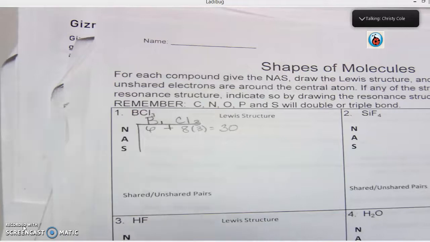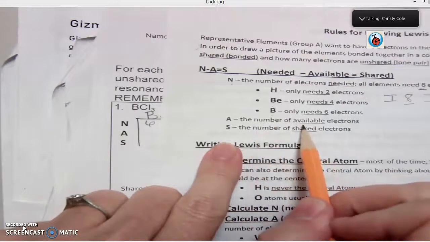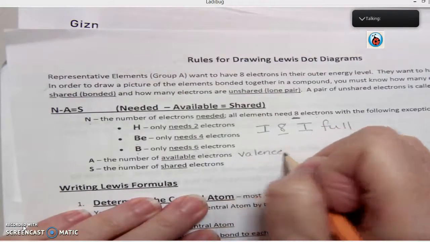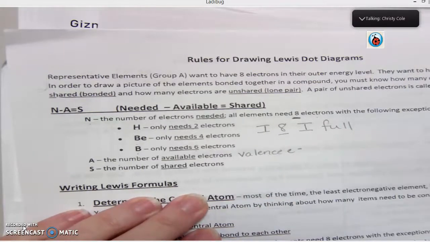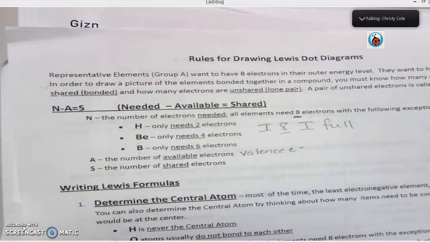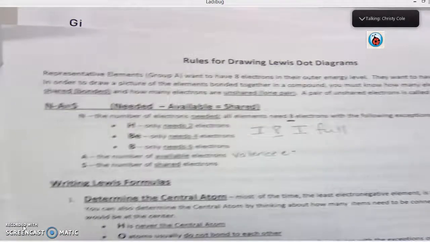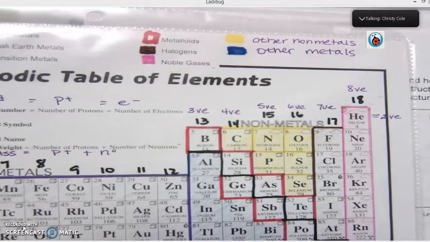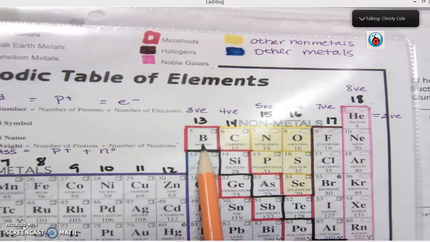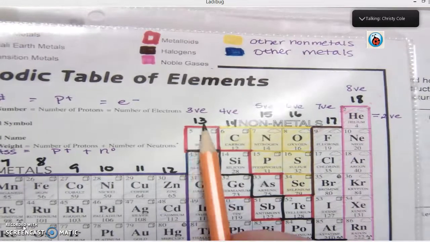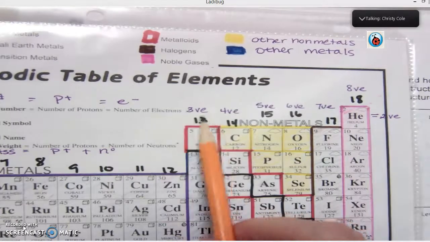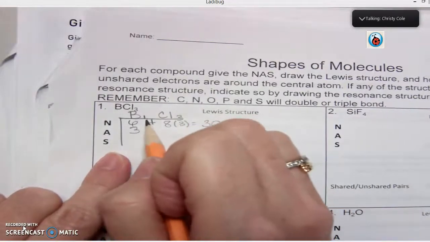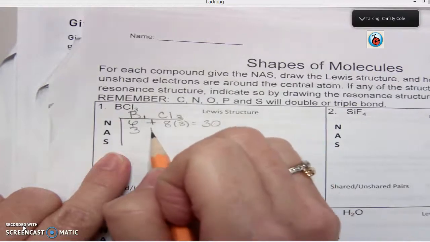Okay, A. What does A stand for? The number of available electrons. These are your valence electrons. The number of valence electrons available. So I'm going to pull out my periodic table here. All right, let's remind ourselves. If you have your colored periodic table, you should already have this on there. Here's boron. He's number 5, and he's in group 13. So how many valence electrons does he have? He has 3 valence electrons. So he has 3 available, and there's only 1 boron, so I don't have to multiply by anything.